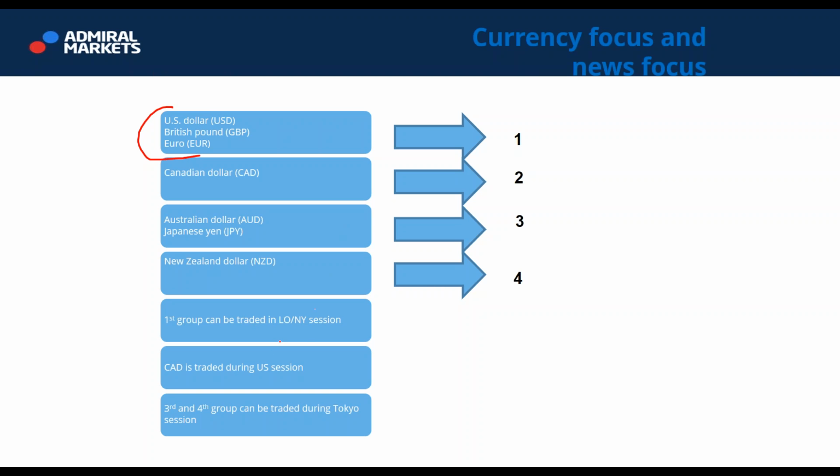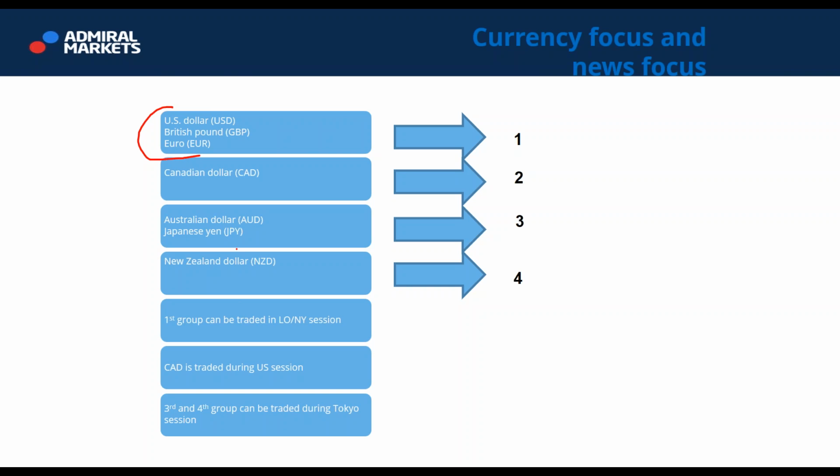The first group can be traded during the London and New York sessions. So during both sessions, you can trade dollar, GBP, and euro currencies. I stick to majors. Of course, I might trade pound yen. It's a very interesting pair for me to trade, but usually I trade either dollar yen or pound dollar, if I trade.